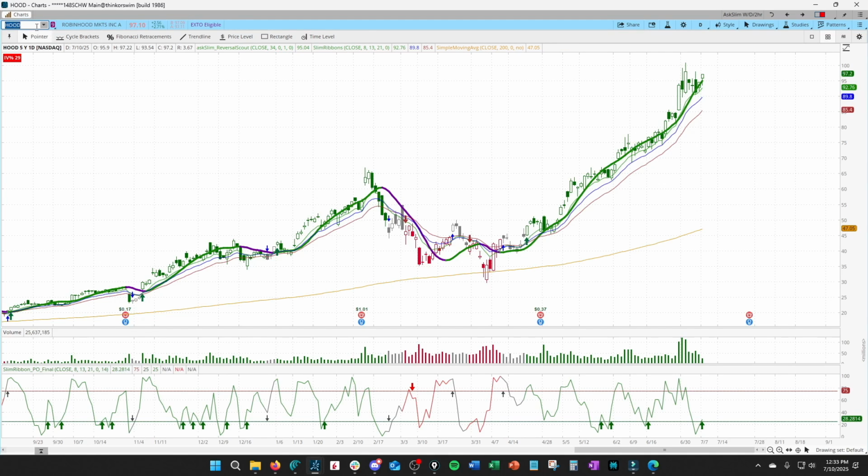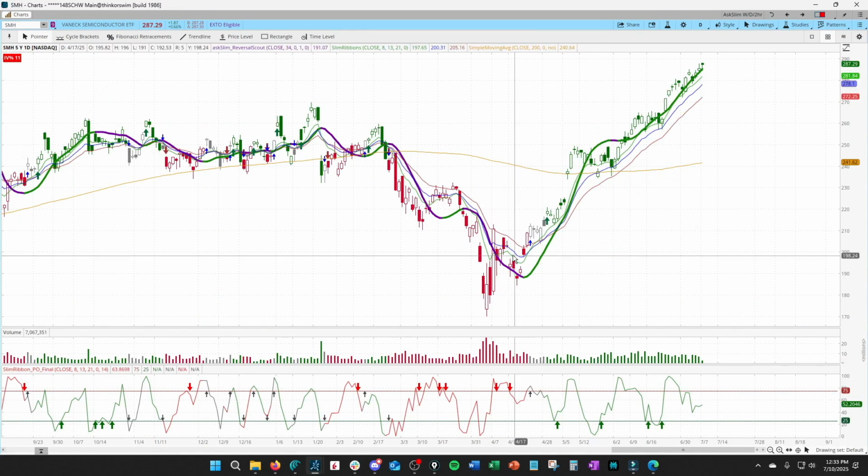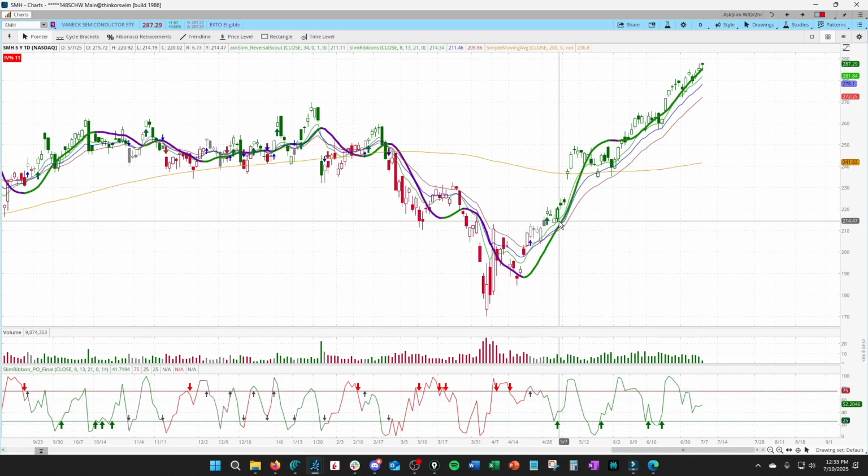What happened after that? Well, you can see what happened in the semis. Right there. This is your base in price turned up, and this is where the semis really started to get going, right around that 6-2 time period. Off of, again, what is this? This is a little consolidation in the SMH above the 200-day. That was your little opportunity to be involved.